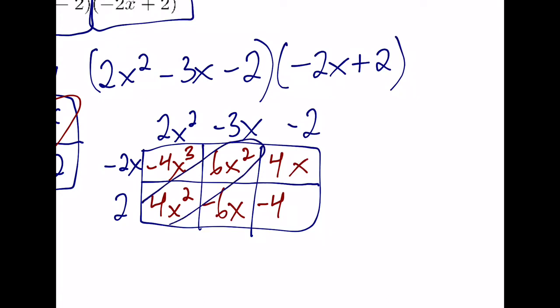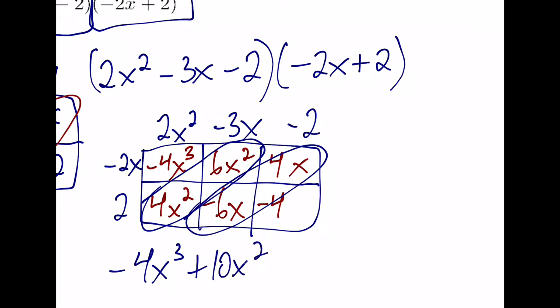I'm going to circle my like terms. Notice this pattern of diagonals continues. Negative 4x cubed is the only x cubed term. For x squared, I'm going to take 6 plus 4 to give me 10x squared. And for my x's, it's 4 minus 6, or a negative 2. And my constant stays the same.